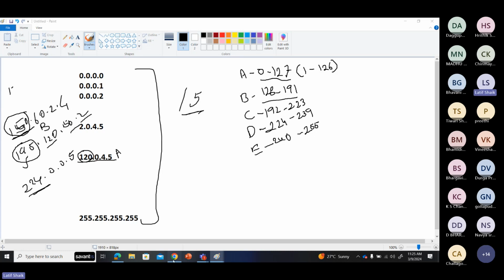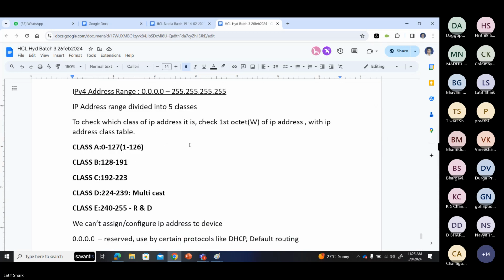Once again, check it here. The total IP address range is divided into 5 classes. To check which class an IP address belongs to, we always look at the first octet, the first portion of the IP address. Check the first octet and compare that octet with our class ranges, and we can say which class the IP address is.